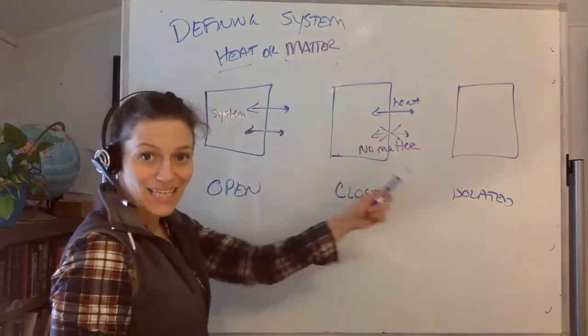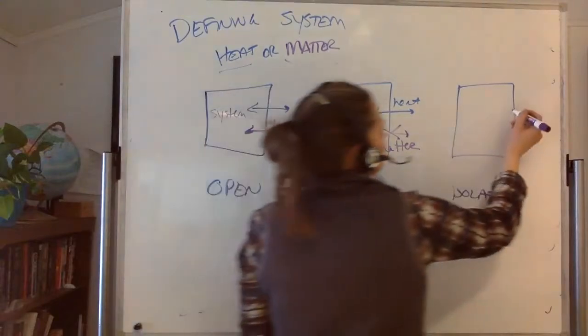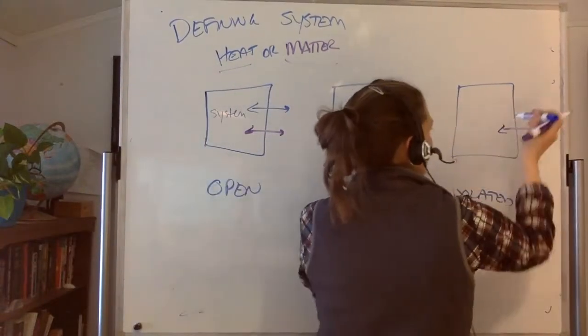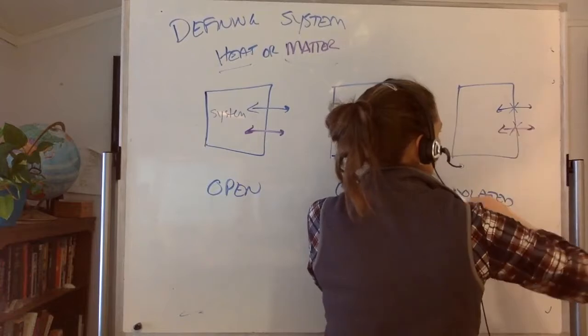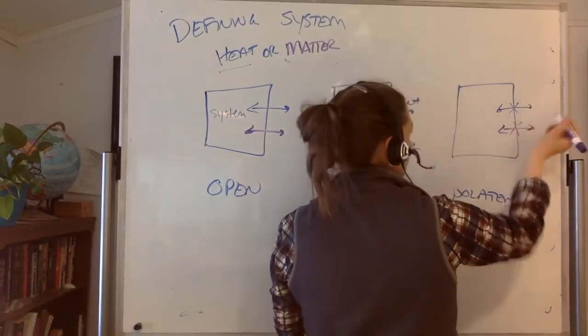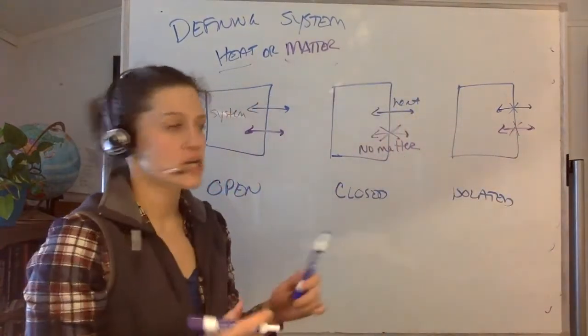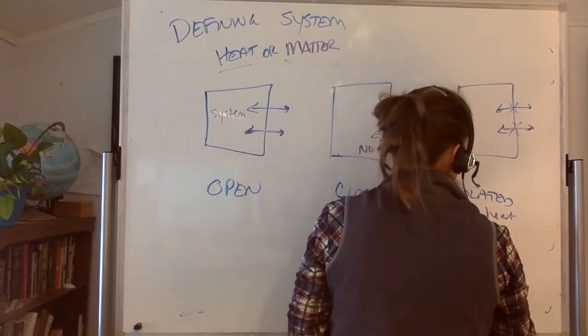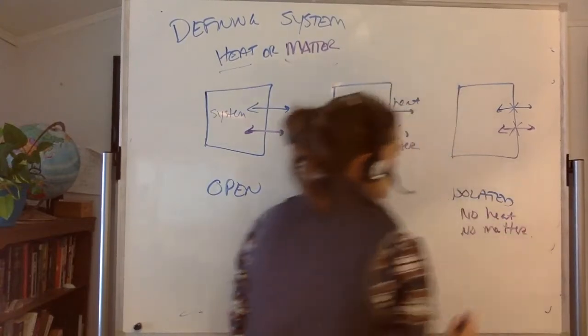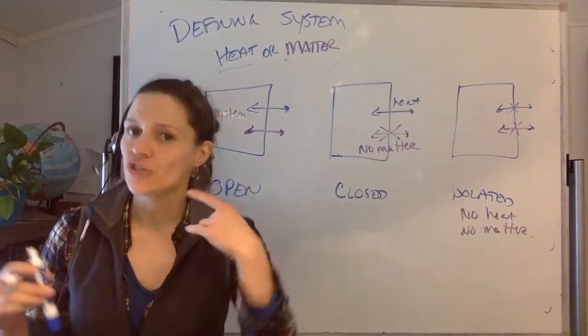Isolated system, any guesses? Both heat and matter? Nope. So what is this? Both are not able to exchange. So no heat and no matter. Exchange, completely isolated. And exchanged with what, you might ask?